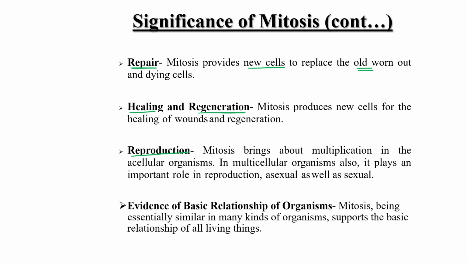Reproduction. Mitosis brings about multiplication of many asexual organisms. In multicellular organisms also, it plays an important role in reproduction, asexual and sexual. Evidence of basic relationship of organisms: mitosis being essentially similar in many kinds of organisms supports the basic relationship of living things. Okay, so this is all about mitosis and its different stages.